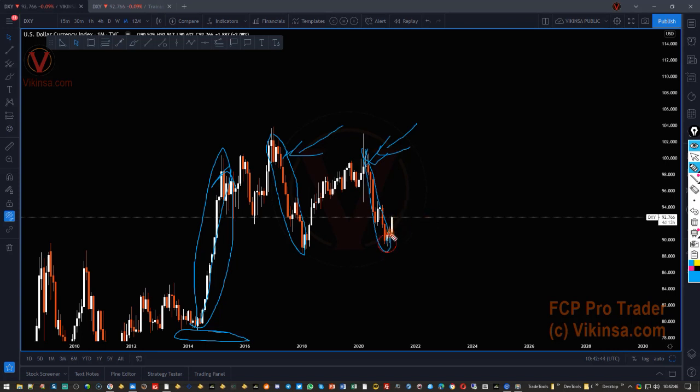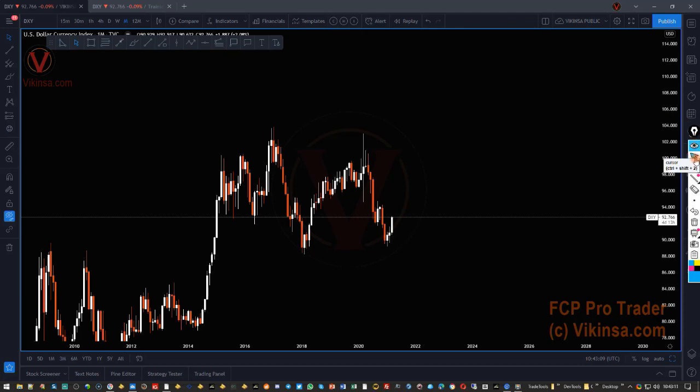So the dollar is in a corrective structure right now. At some point in time, this is what I've been saying, this was going to go and create a bearish candle or something like that. So far it hasn't happened in March, but we still have a few days left in March, so it can happen here. Otherwise, it is going to form some kind of corrective structure and then probably go back up. So these are the possibilities that we can have.